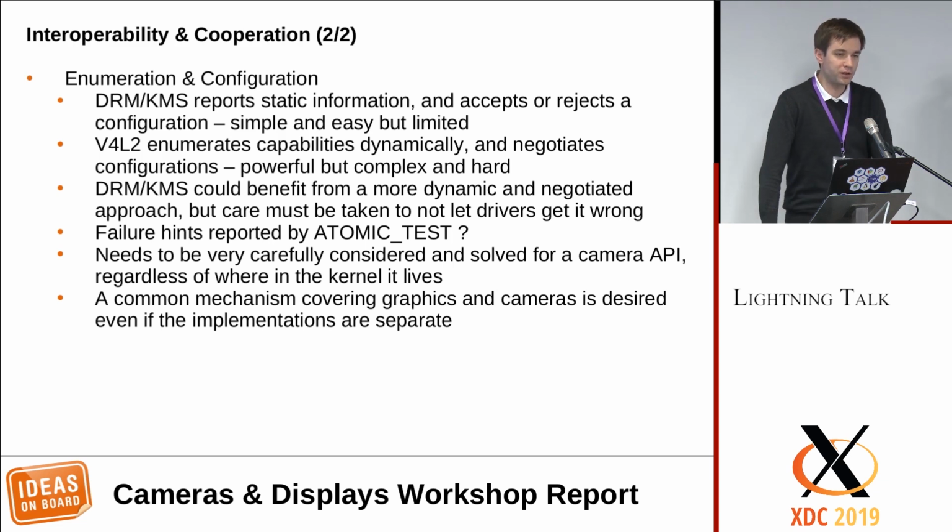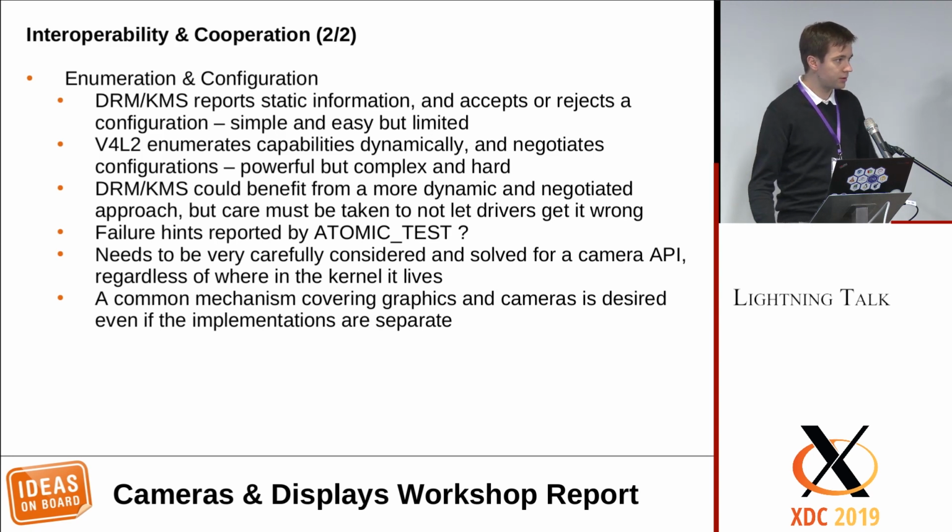When it comes to enumeration and configuration, we have two very different models. On the DRM and KMS side, we are very static. You can enumerate the formats that you support, how many planes you have, and a bunch of static information at init time, and that's it. And when it comes to configuration, you queue an atomic commit, it's rejected or accepted, and if it's rejected, you have absolutely no idea why. So as long as the configuration is fairly simple, you can have heuristics in user space, where you can say, okay, I'm going to retry with one less plane, and hopefully that's going to work.